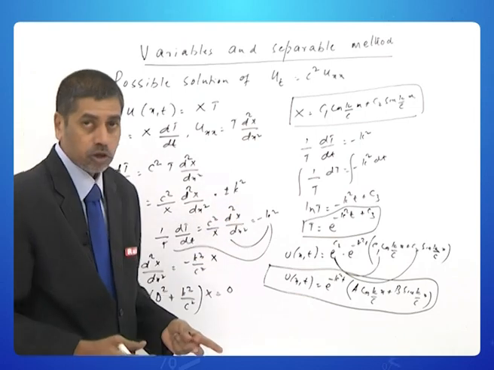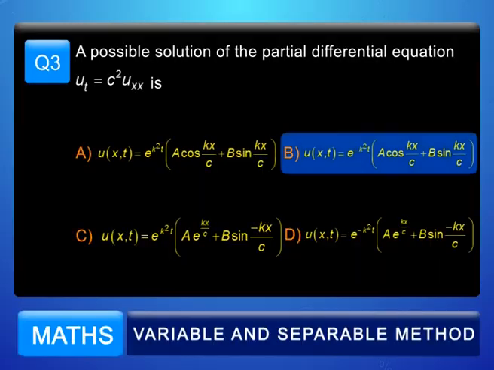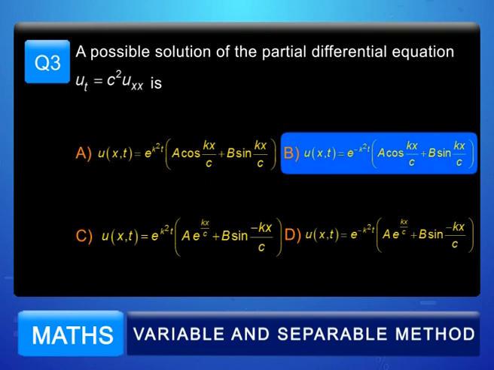Sometimes more than one correct option may be present. In such a case, you may have to try with plus k squared. So, you can see from the options that this answer is available as option B.